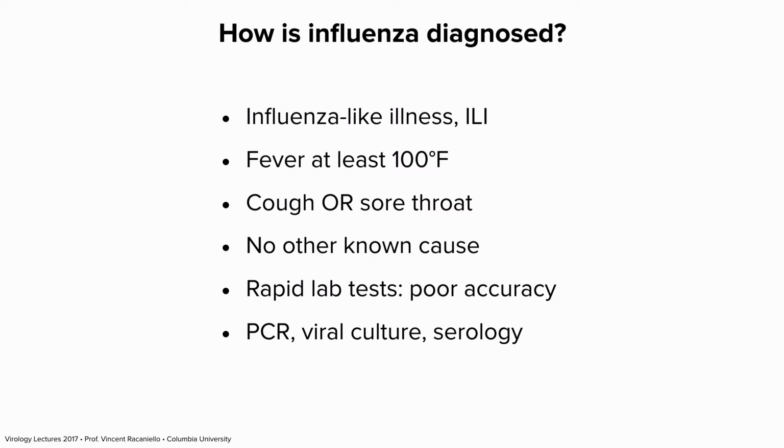How do you diagnose influenza? Well, in a flu season, which is from the late fall to April, May-ish, it's called an influenza-like illness. If you have a fever of at least 100 degrees, a cough or a sore throat, and no other cause, the doctor will say you have flu without even diagnosing it in any other way, because it's likely that you do have flu, and they may give you antivirals to try and resolve the infection.